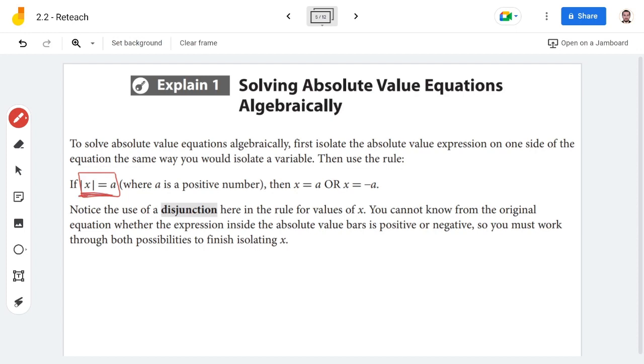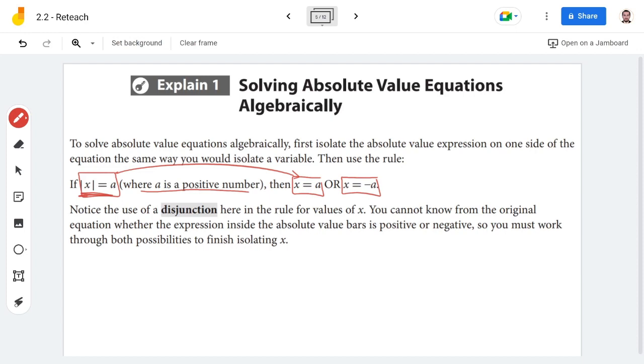How can I remove the absolute value? Maybe where a is a positive number, so x will be maybe x equals a, or maybe x equals negative a. So this is the disjunction we need to use to solve the equation.